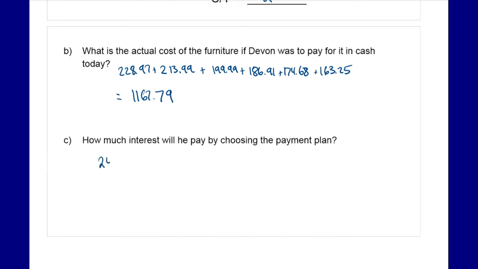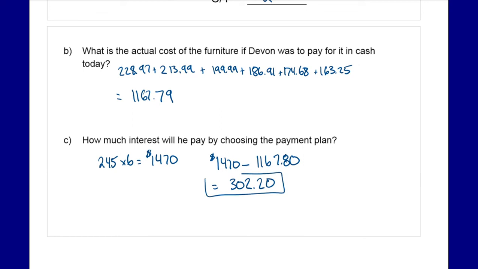Well, we can take the $245 payments and multiply that by 6, which gives us $1,470. So that's how much he actually paid over the 3 years. That's the payment plan they set up. So to figure out how much interest he had to pay, we take that total amount that he paid, we subtract the present value, which was the 1,167, and we'll make it 80 cents. And we should get $302.20. So that means that he paid over 3 years an extra $302.21 to do that monthly payment plan rather than pay it off in full.